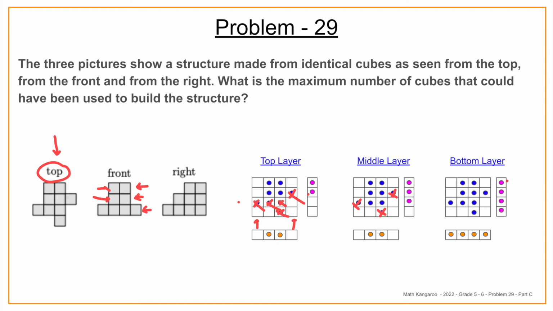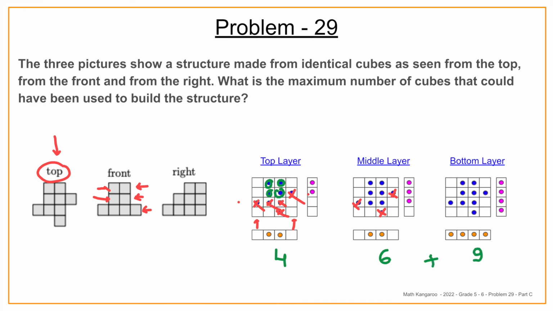Bottom layer on the right is completely filled with 4 cubes, so we keep it. So let us count. We have 1, 2, 3 and 4. So we have 4 in here. We see that there are 6 in here. And in the bottom layer, we have 9 in here.